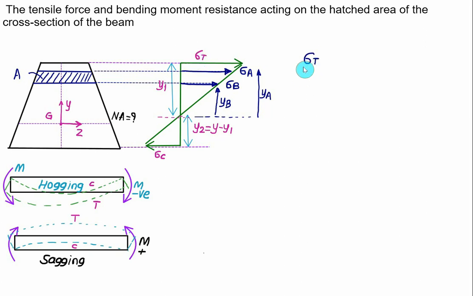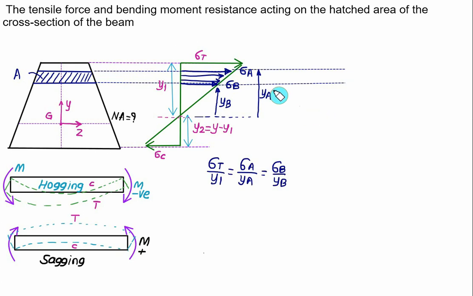sigma T, that is the stress on the top fiber divided by y1, is the same as the stress at point A divided by YA, which is the same as the stress at point B, which is the bottom fiber of the given cross section, divided by YB. So for a given cross section there is basically a variation in stress. Once we are able to find the magnitude of sigma A and sigma B, we can find the average value. Average value here is basically sigma A plus sigma B divided by 2.